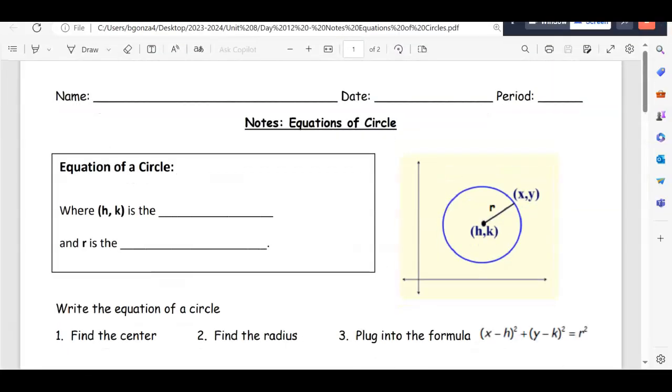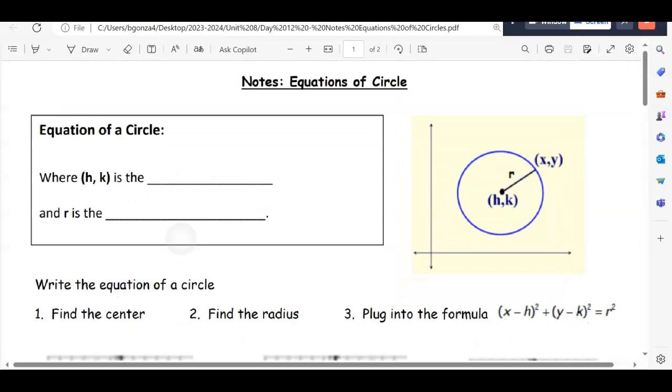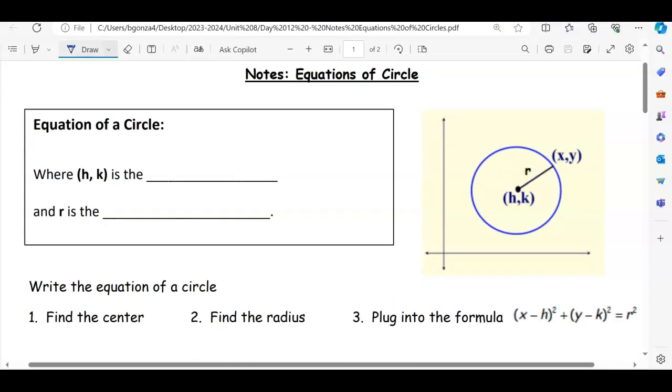Okay, at the top here, if you look at that picture, it says H comma K. Where is H comma K? In the center. Write that down. H comma K, those two letters are the center of a circle. Now R, hopefully we all know what R stands for by now, right? R is the radius, the distance from the center to the edge.